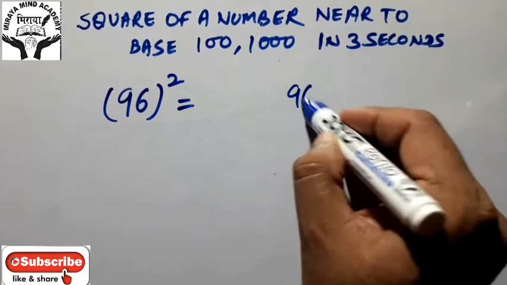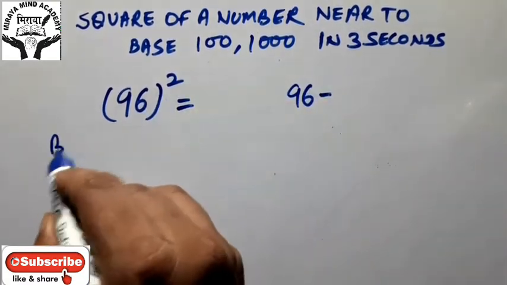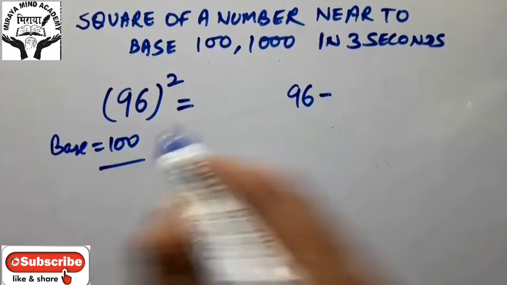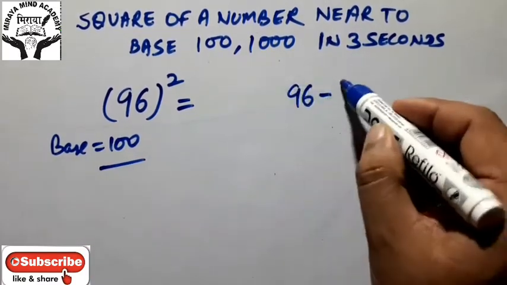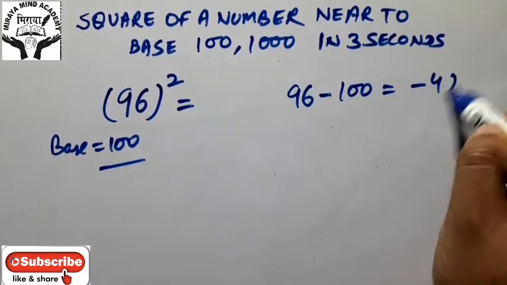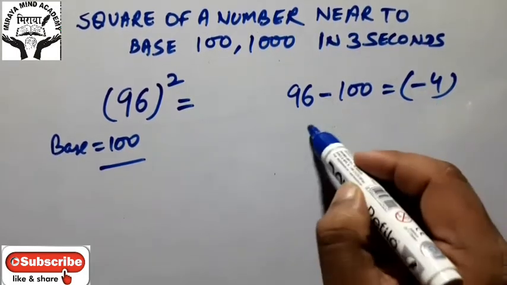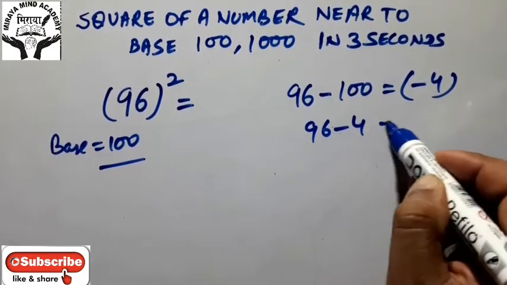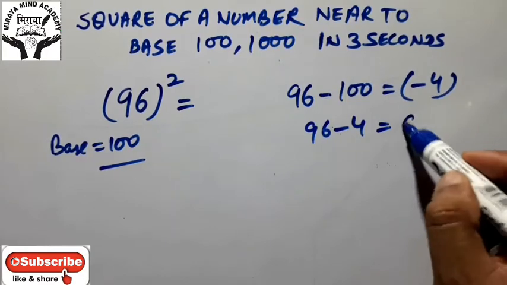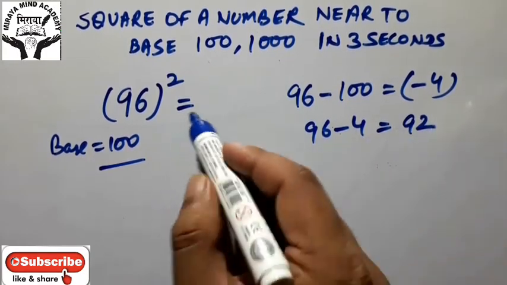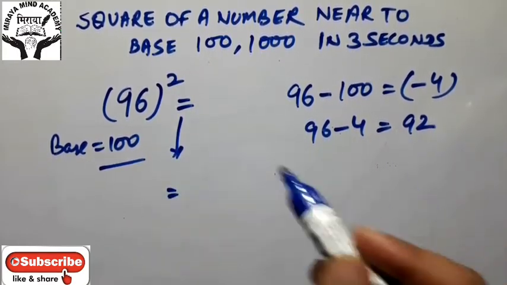You will subtract 100, because the base in this case is 100. So we will subtract 100 from 96, that is we get minus 4, and then we will subtract minus 4 from 96 itself, so we get 92. So how to get the answer? Let's look at it step by step.